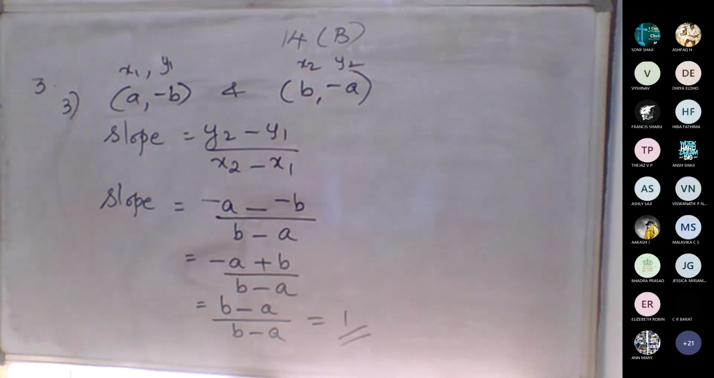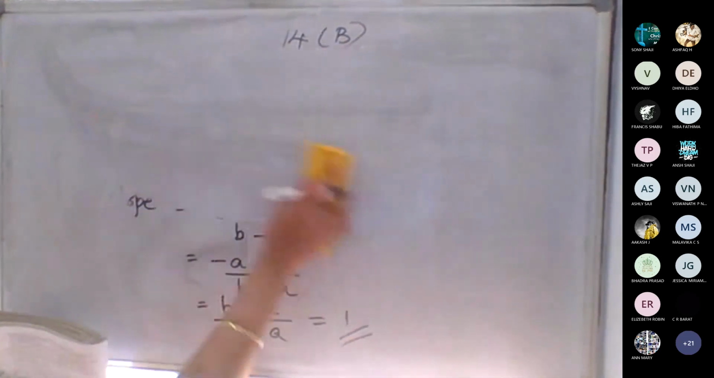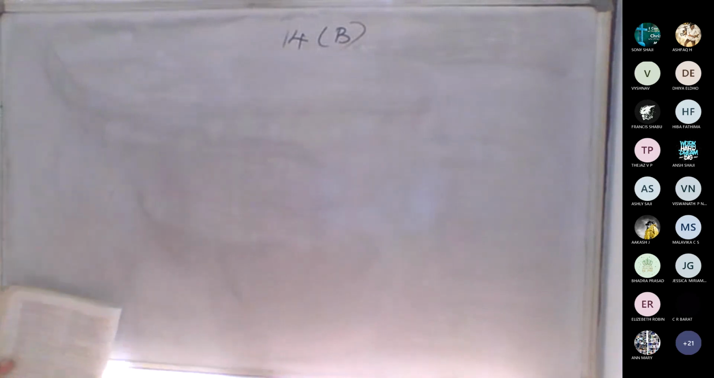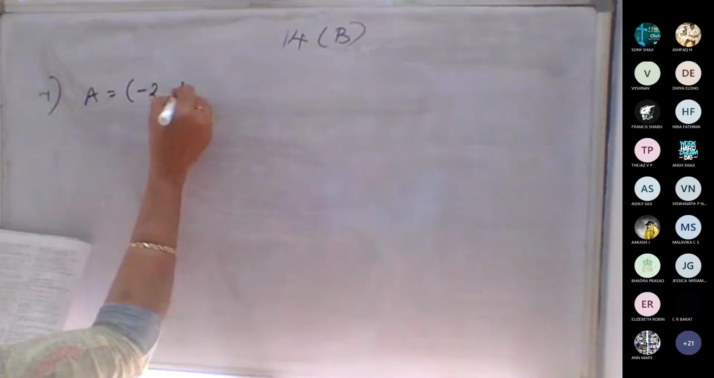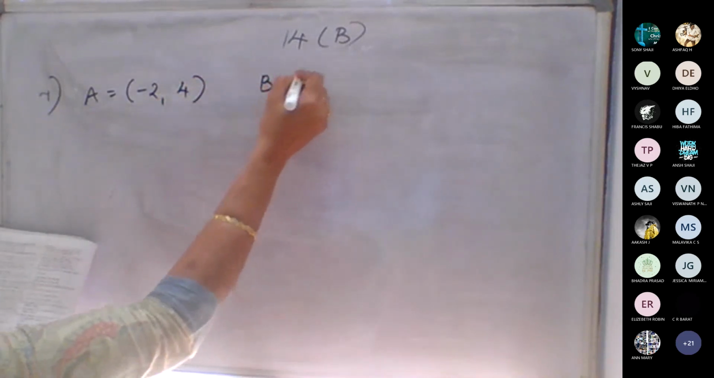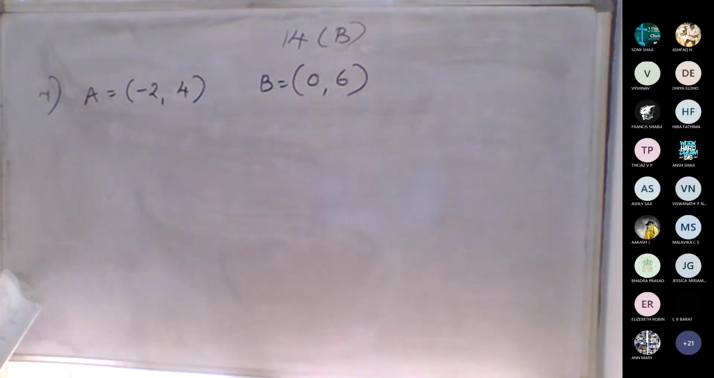So, fourth question. A is given as (-2, 4) and B is (0, 6). Find the slope of the line parallel to AB.